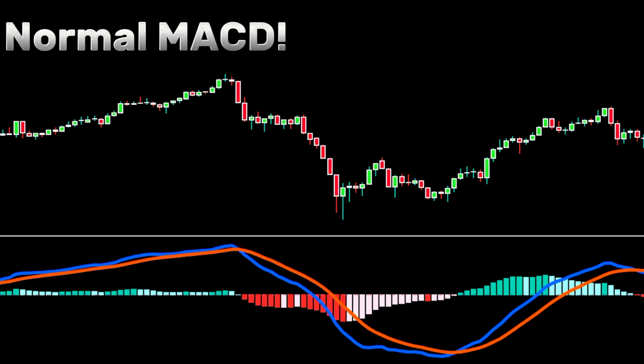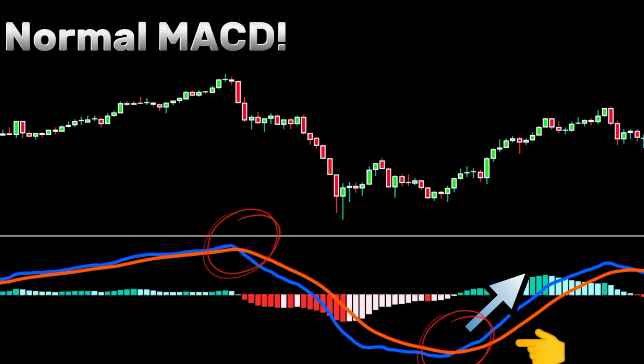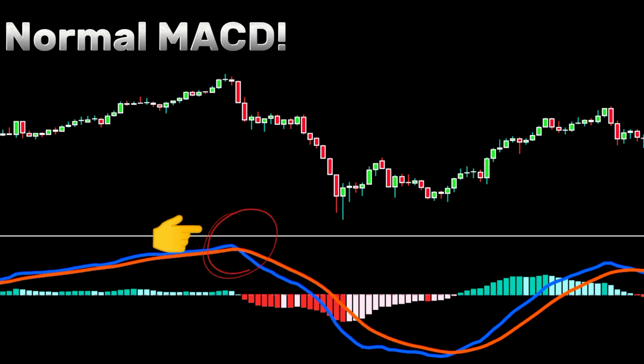Now, we are all familiar with the concepts of the normal baby MACD, how it helps us identify potential trends by displaying crossovers between 2 lines. So when the blue line crosses above the orange line, it shows us that the market is potentially uptrending and that it would be a good buying opportunity. And if the blue line crosses below the orange line, it shows us that the market is potentially downtrending and that it would be a good selling opportunity.